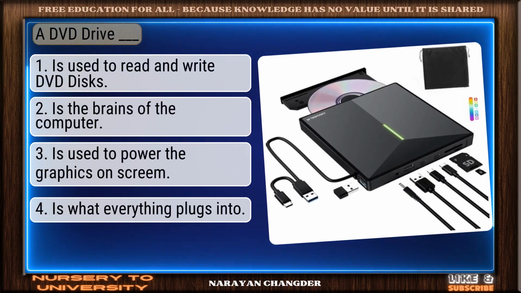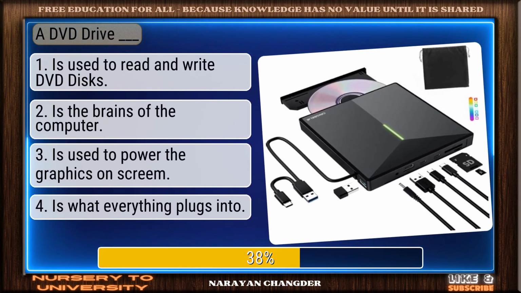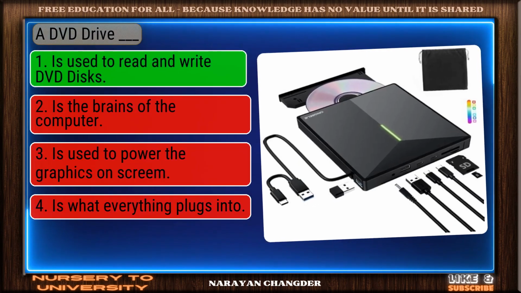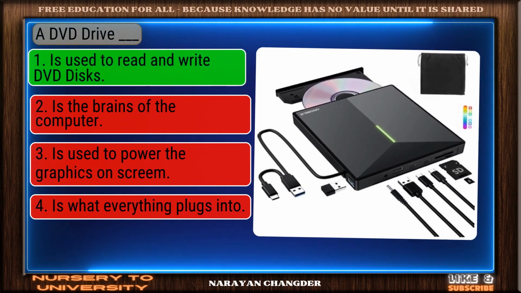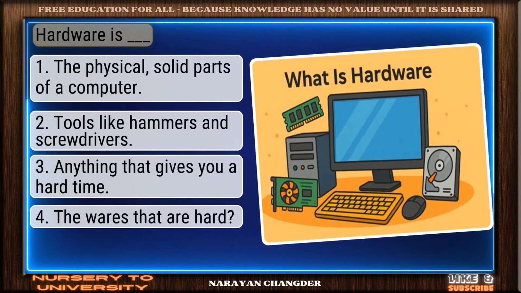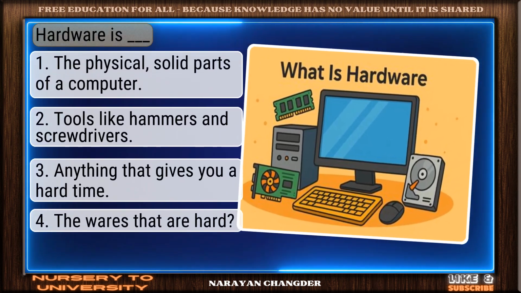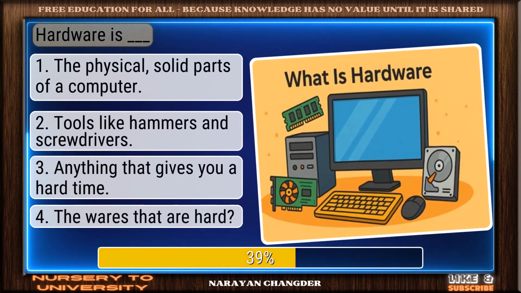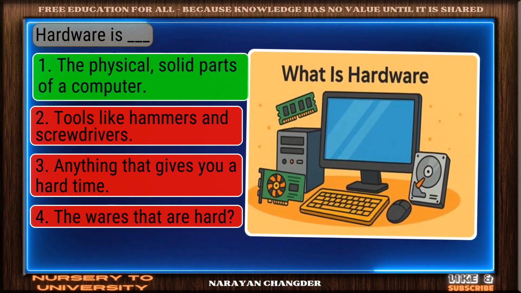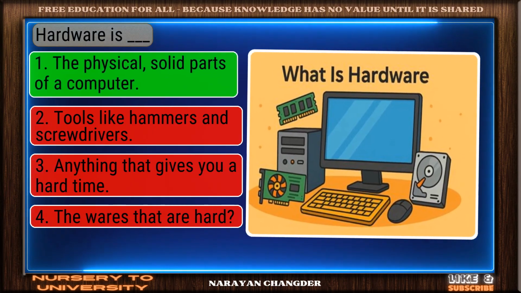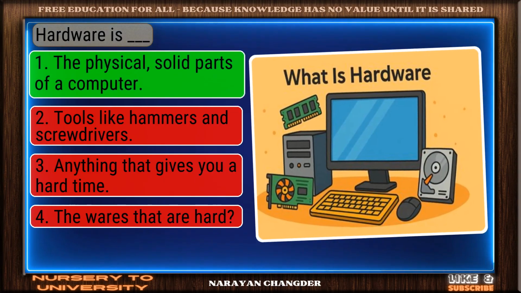Question number 77, a DVD drive dash. You're right. Is used to read and write DVD discs is the correct answer. Question number 78, hardware is dash. On track. The physical, solid parts of a computer is the correct answer.